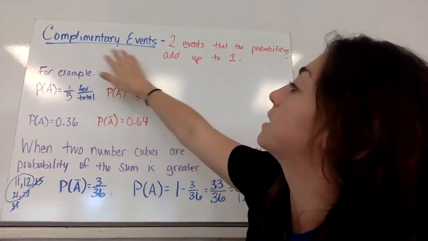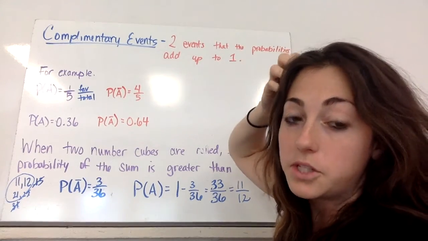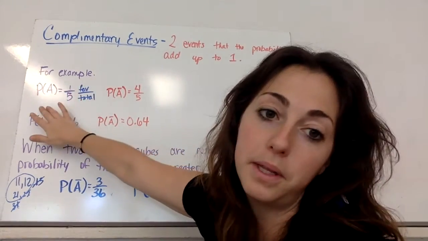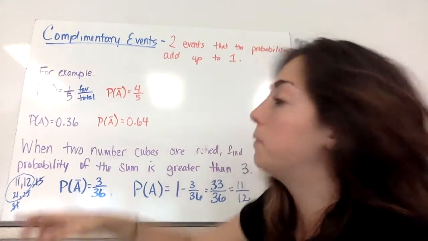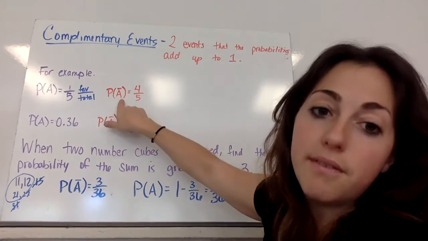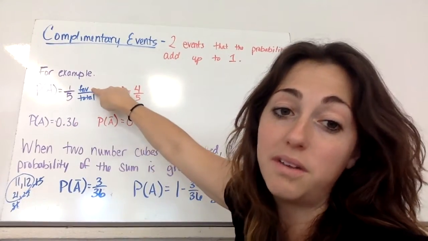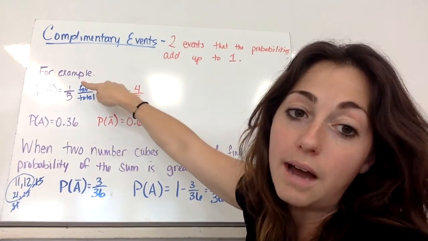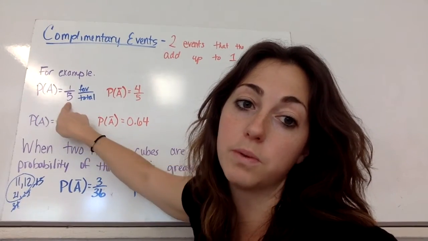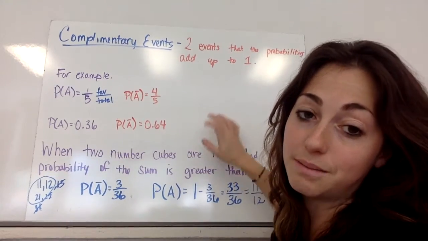Last thing to learn about is complementary events, and they are two events whose probabilities add up to 1. So this is probably the quickest math out of all of them. For example, the probability of A, let's say it's a fraction, 1 out of 5. We have to remember that that 1 out of 5 is the favorable out of our total. So the probability of not A is 4 out of 5, because if our total is 5 and there's 1 favorable, how many are left? There are 4 out of 5. So if the probability of A equals 1/5, then the probability of not A equals 4/5.